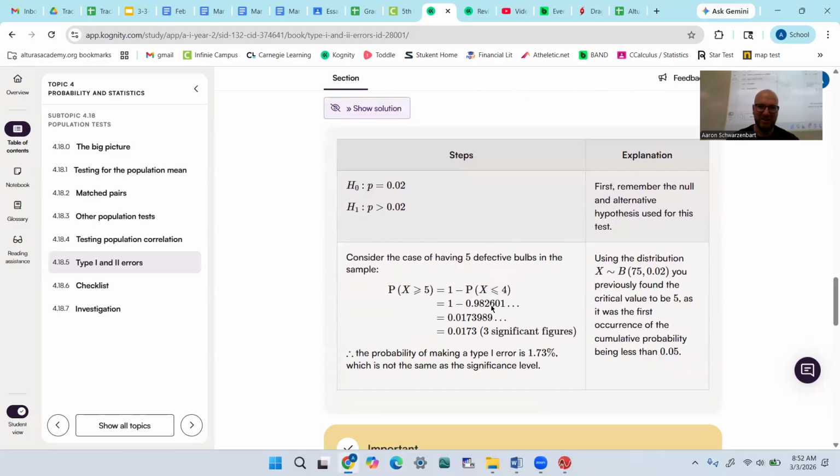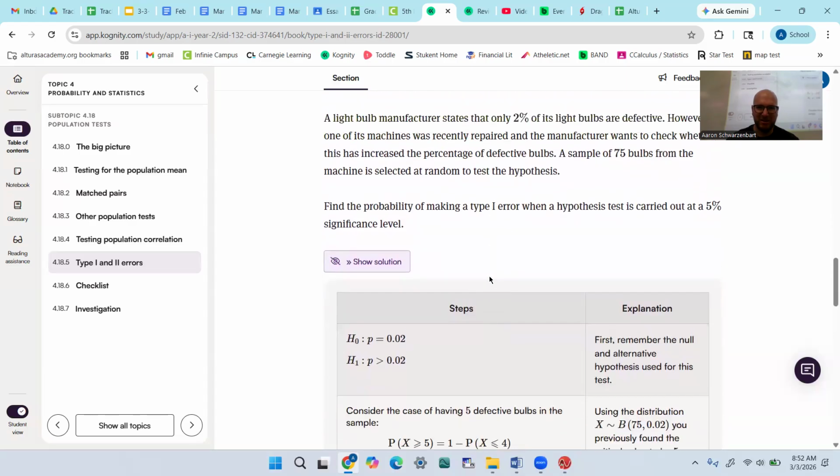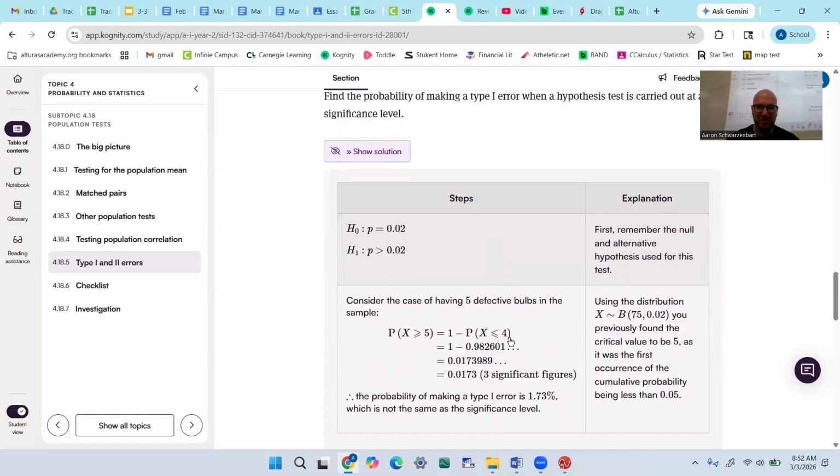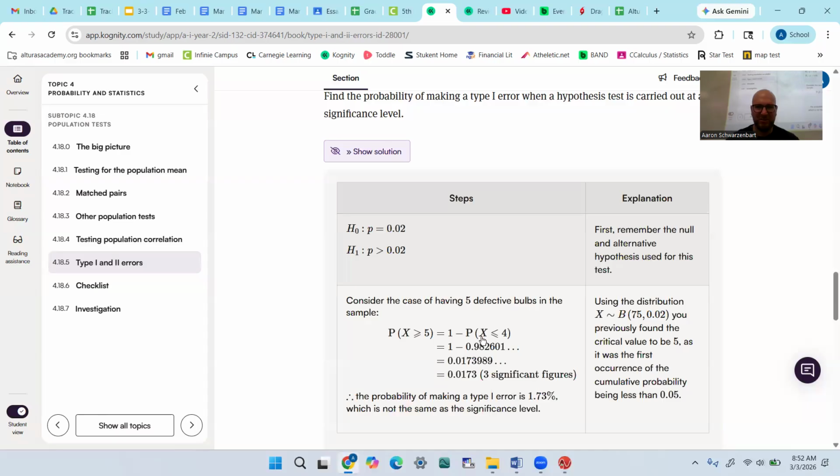5%. Wait. Oh, so this is binomial, correct? And we knew we had 4 or less. Because it's binomial, whereas with normal and t-tests it's just the alpha level, we have to look at this. We found our critical value before. Let's go review how we did that.